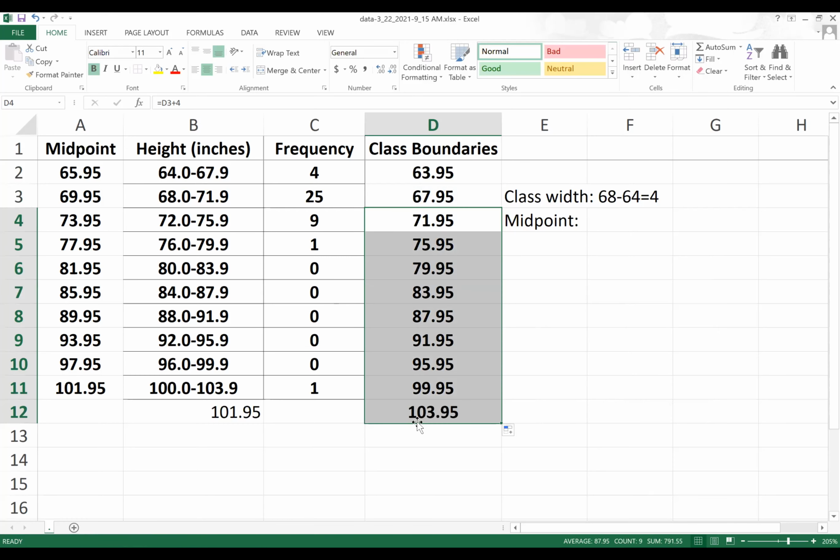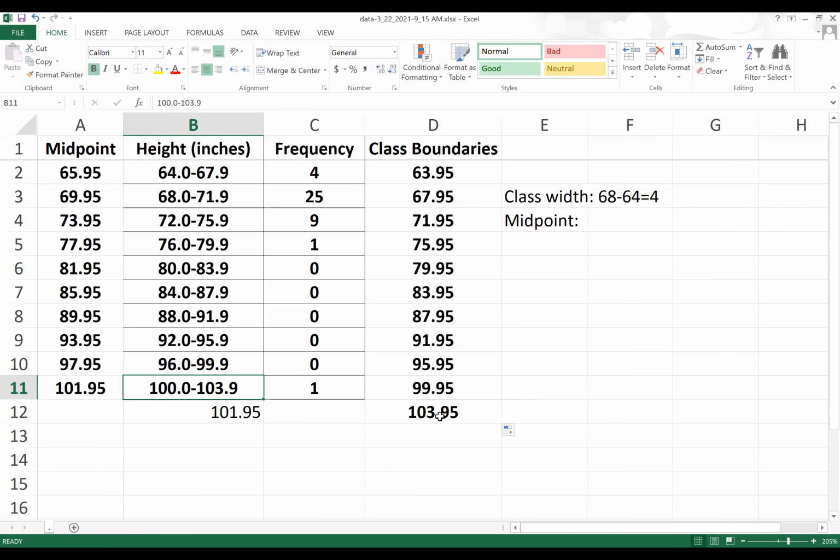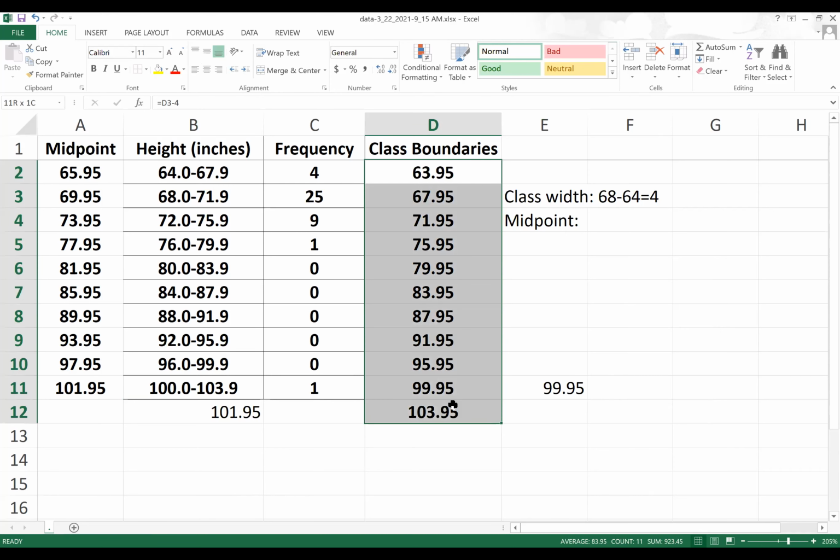After the last one, we should have the class boundary after the last class, which is 103.95. And you can double check this one really quickly, to make sure that Excel is doing the right thing. So just average 99.9 and 100. So 99.9 adding 100 and divide by 2. And that should be the same number. And that means all these numbers should be good. Okay. So we get class width, midpoint, and then class boundaries.